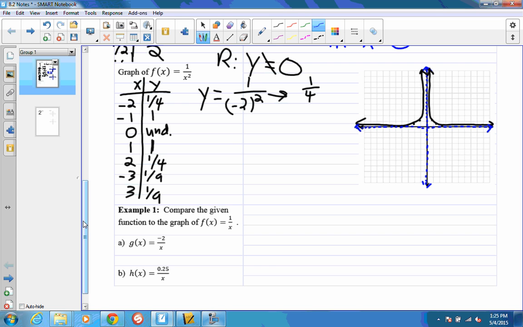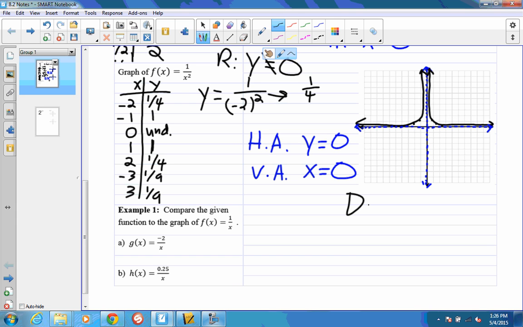Yes? Can both asymptotes be the same? No. I'll show you how they'll move. They'll translate just like we did with logarithmic, radical, and exponential functions. They'll move. We'll get to that. But it's very easy. So I have a horizontal asymptote at y equals 0. I have a vertical asymptote at x equals 0.